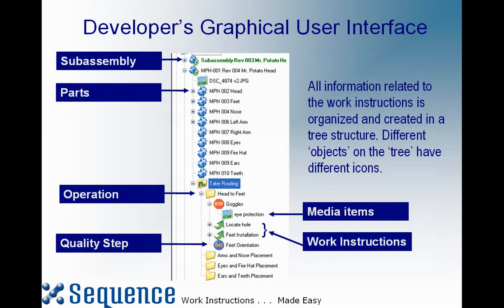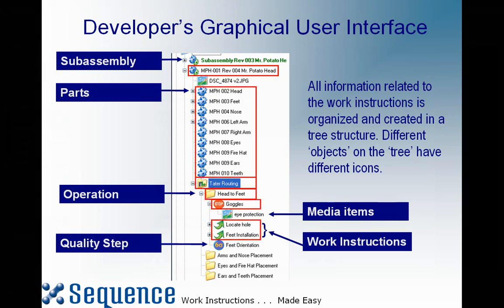We're not creating instructions in the traditional way one might think of inside Microsoft Word, PowerPoint, or Excel. All information related to the instructions is actually organized and created on a process tree that you're looking at here. Different objects on this tree have different icons that denote different things in the instructions. For example, assemblies, parts, routings, operations, work instructions, pictures.